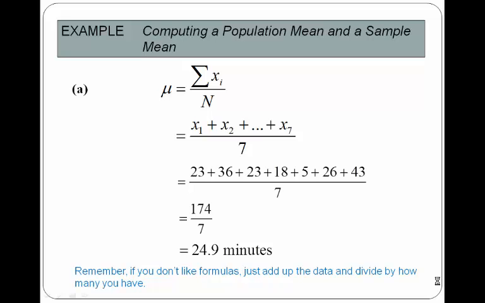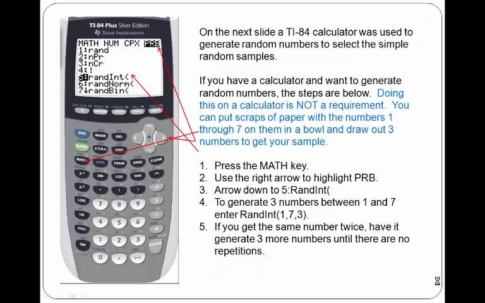And that would give us an average or a mean of 24.9 minutes. And this is mu. This is a population mean because the entire population of people that work at this company is 7, and we had data from all of them. Now we're going to take a sample.